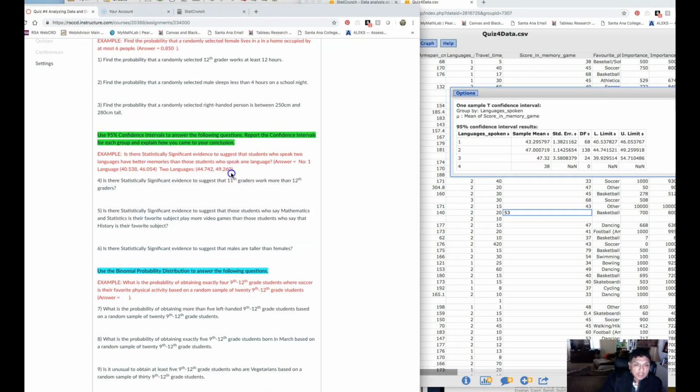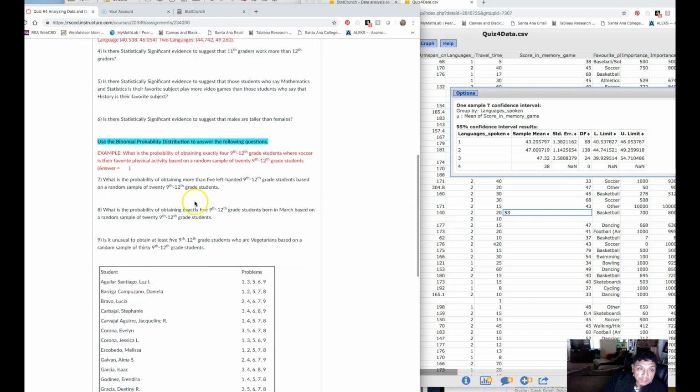To answer that question, I gave this simple answer. In this case, there's more of an explanation, but the answer is no. And these are the confidence intervals that we calculated using StatCrunch over here. Since there's overlap, we say there's not statistically significant evidence to suggest there's a difference in those 2 groups.